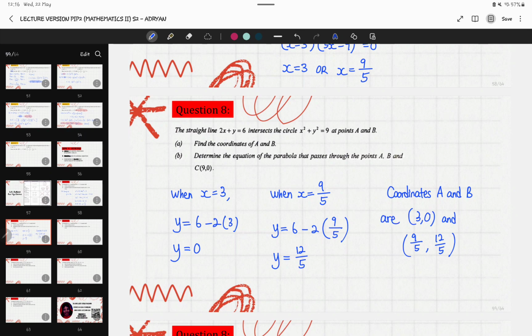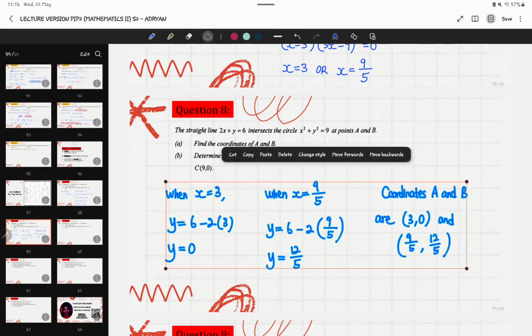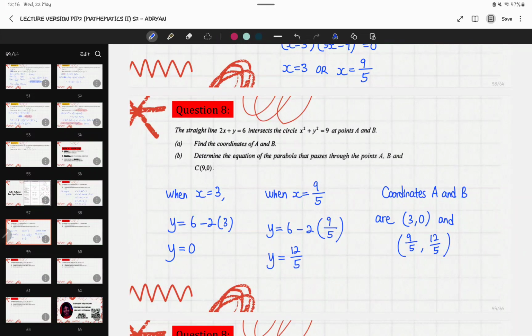Okay, so you get the idea. Remember, whenever they ask you to find intersection, try to substitute one of the equations into the other and then solve simultaneously, and then you should get the answer. Okay, so this is your answer. Coordinates for A and B are (3, 0) and (9 over 5, 12 over 5). This is for part A only.